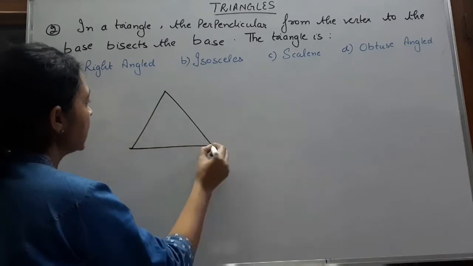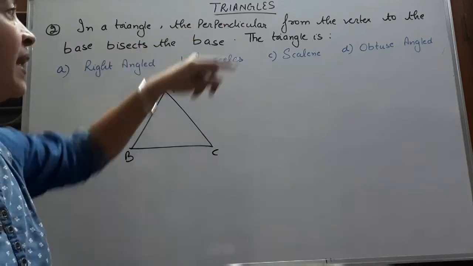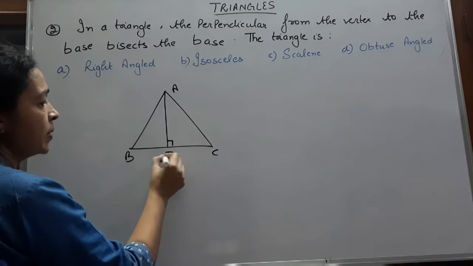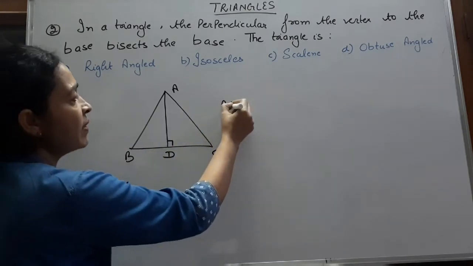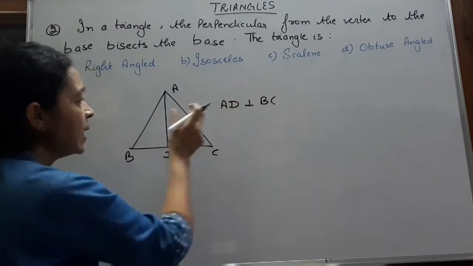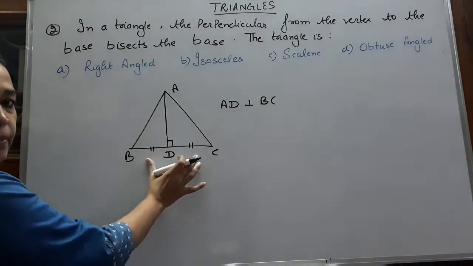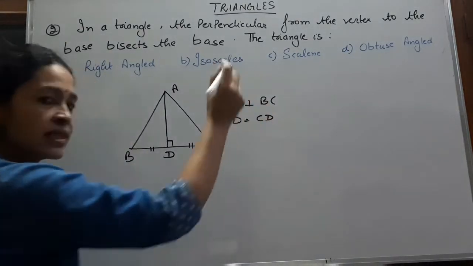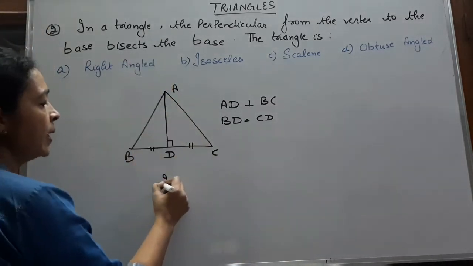Suppose this is our triangle A, B, C. What is given? A perpendicular is drawn from the vertex A to the side BC. The perpendicular from the vertex to the base bisects the base. We are given AD is perpendicular to BC and this perpendicular is bisecting the base. Means AD is bisecting BC into 2 equal parts. It means BD equals CD. This is given. Now what will we do? Let's take these two triangles.